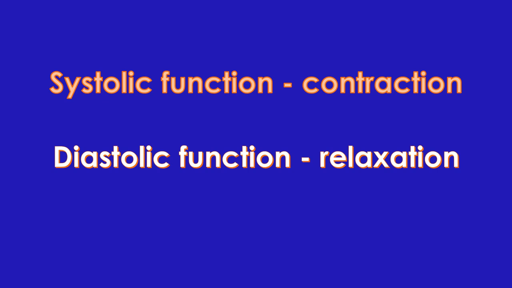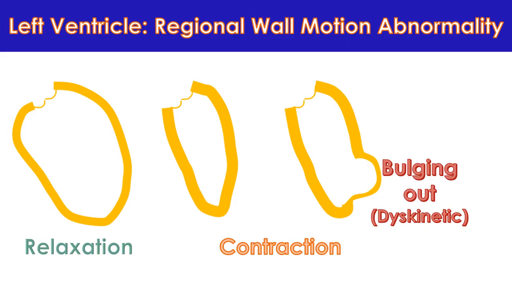When the left ventricle is stiff and relaxes poorly in diastole, it is reported as left ventricular diastolic dysfunction. Left ventricular diastolic dysfunction is quite common as age advances. Another important aspect is the contraction of each region of the left ventricle. If all regions of the left ventricle contract normally, it is reported as no regional wall motion abnormality.